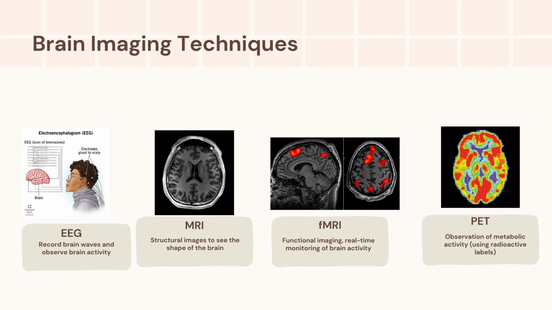MRI is a structural image to see the shape of the brain. fMRI measures brain activity by detecting changes in blood flow, and the highlighted area has more oxygen. This helps us know which brain areas are involved in cognitive and sensory activity. And PET is just an observation of metabolic activity. They use radioactive labels. So for the exam, I think they're more focused on the EEG and the fMRI right now.